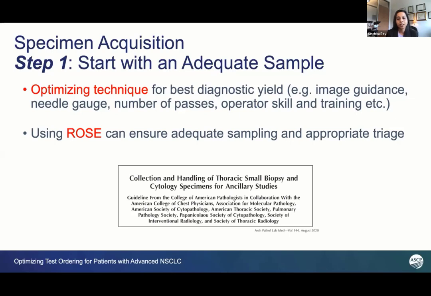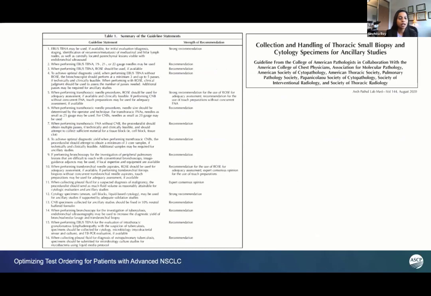So to that effect, there are these recent guidelines from the College of American Pathologists that actually talk about some of these measures that can be taken in terms of collecting and handling these small biopsies for ancillary testing. In the interest of time, I really won't be able to go into the details of these recommendations. This is kind of small, but it'll be given to you at the end of this presentation in the handout, but I would direct you, so this was published in the Archives last year.